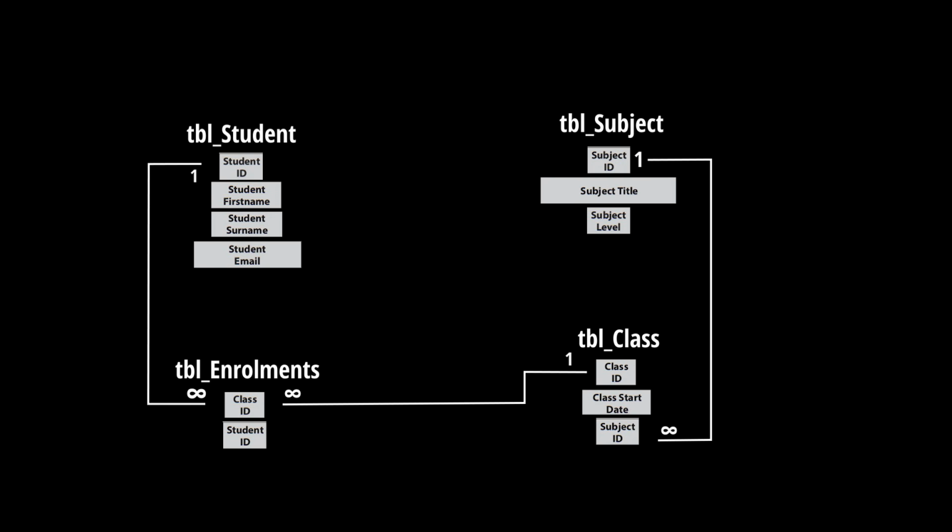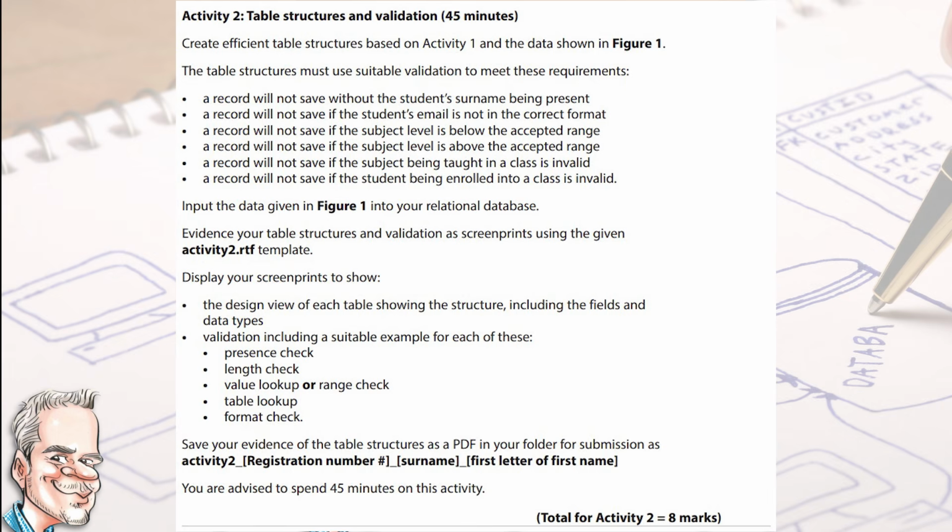We're now going to move on to task 2, where we're going to create our tables and our structure. When we create our tables and structures, we need to make sure that we've read Activity 2 properly. We have a number of required elements inside of this that must appear and be inside of our database structures.